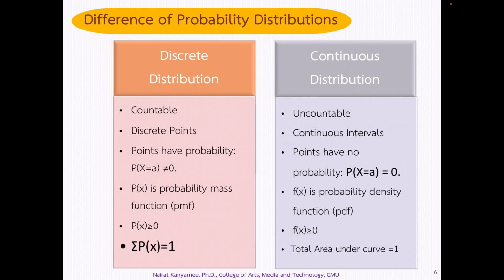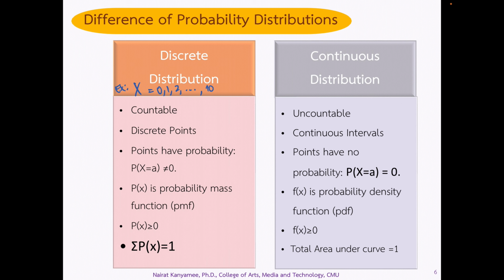Now go back to this picture about the discrete and continuous distribution. Right now we are on the continuous case, and let's see the difference between the probability distributions. For a discrete distribution, X is countable, like we have values 0, 1, 2, and so on, until, say, 10.